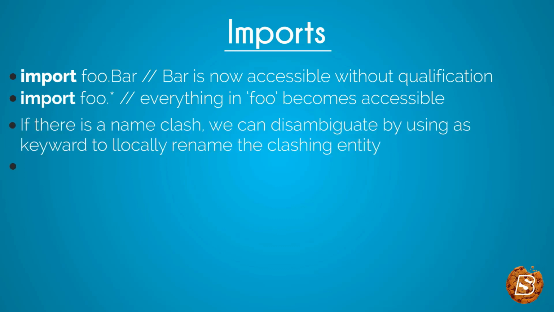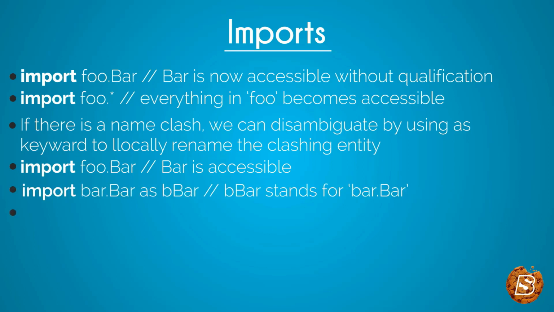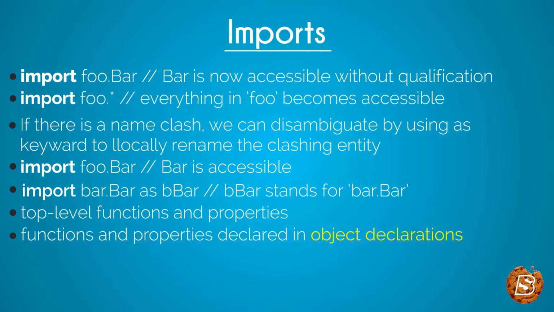Now if there is a name clash, so let's say two packages have the same name, in that case you can just name one as an alias. For instance, if we have bar classes in foo.bar and bar.bar, we can just say import bar.bar as bbar. So bbar will now point to bar.bar. That way you can resolve these conflicts. Apart from including classes, we can also import top level functions using the import keyword, and properties, as well as enum constants. So that was packages and imports.